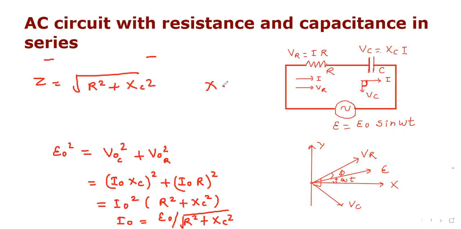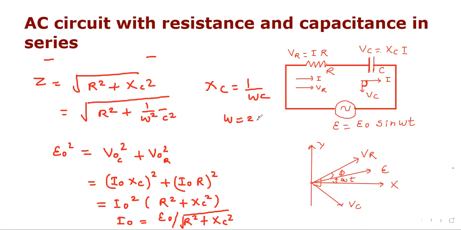But remember, XC equal to 1 upon omega C. So this will become the root of R square plus 1 upon omega square C square, but omega equal to 2 pi F. So this will become root of R square plus, in place of omega, we can write 2 pi F. So 1 upon 4 pi square F square times C square. And this can be evaluated.